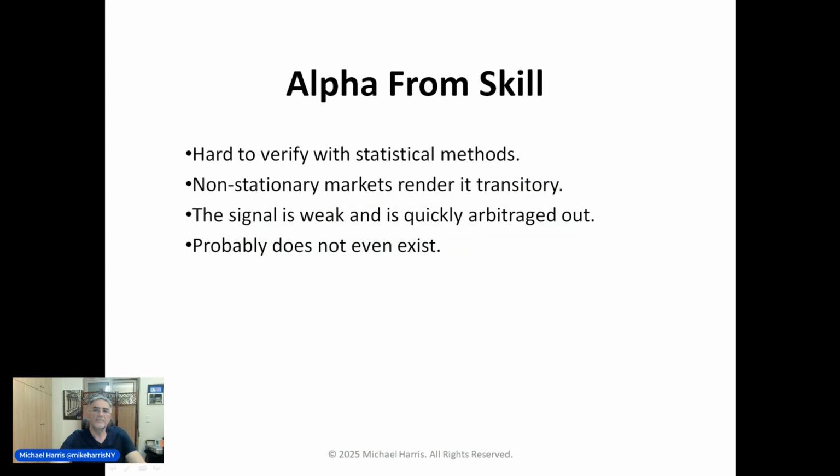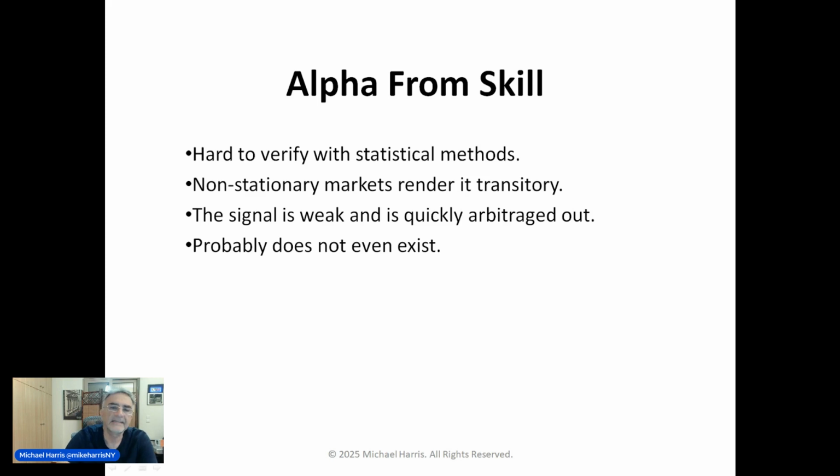Alpha from skill was the first one. We went backwards from the bottom to the top, if you remember the list. Alpha from skill is hard to verify with statistical methods. It's very hard to differentiate skill from pure luck. Non-stationary markets render it transitory.